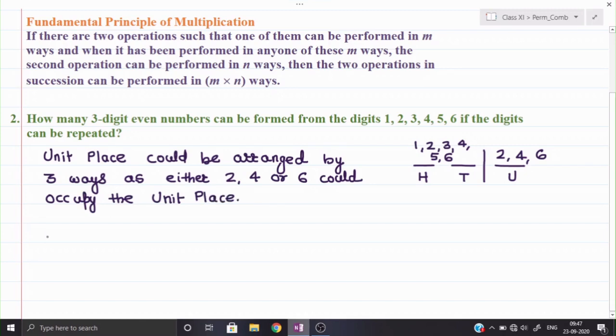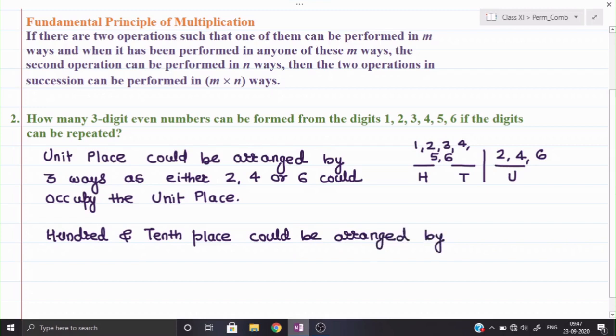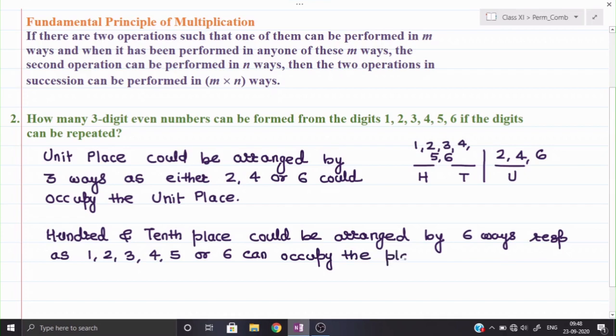Now second thing, the 100th place could be arranged in, sorry, 6 will come, arranged in 6 ways, respectively, as 1, 2, 3, 4, 5 or 6 can occupy the place, because here we have all 6 numbers, right?